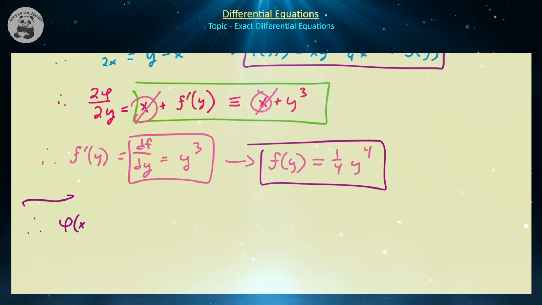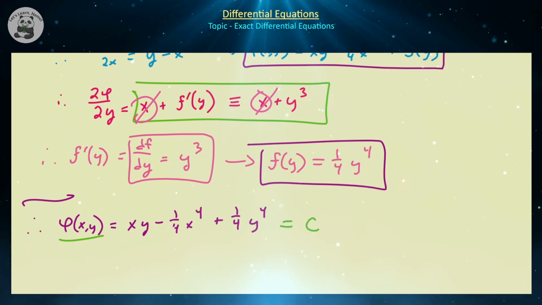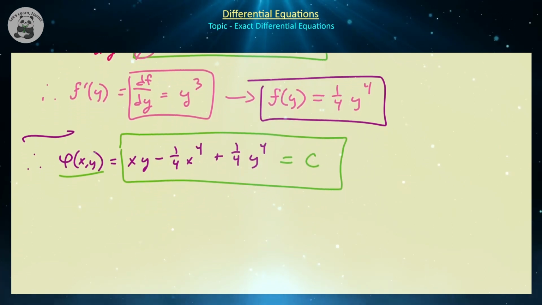So that means our function phi, let's bring that back again, was equal to xy minus 1/4 x to the fourth plus our function of y, which we now have as 1/4 y to the fourth, and that's going to be our expression. Now the only way that this function phi satisfies those criteria, in particular the partial derivative of phi with respect to y is equal to N, the partial derivative of phi with respect to x is equal to M, associated to an exact differential equation, is if this relation is constant, right? That's the only way it can satisfy those properties.